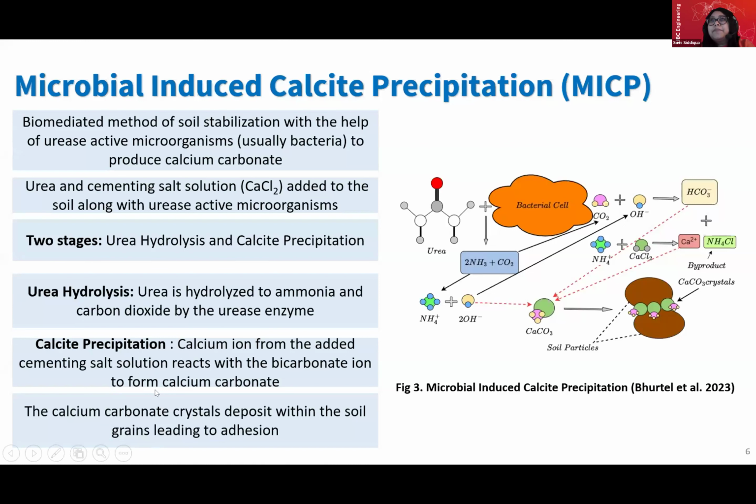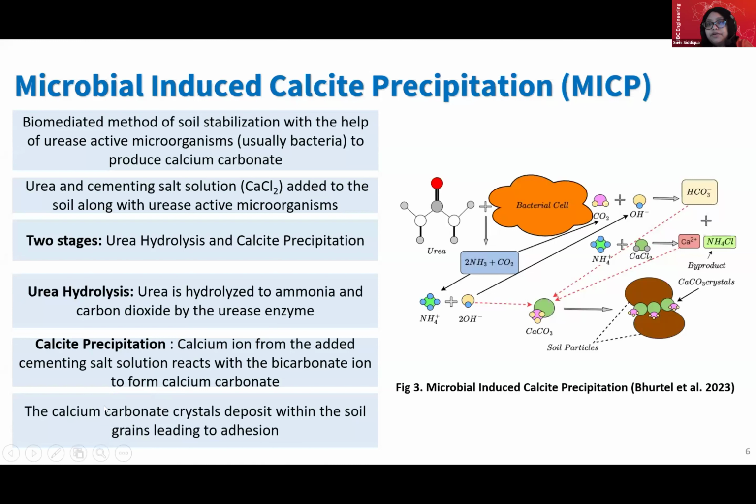So a special type of bacteria which can produce that enzyme should be added to the soil, and then with the proper media, as I said, that urea and cementing salt like calcium chloride. So we have two phases here, two stages. One is the urea hydrolysis, and another one is calcite precipitation.